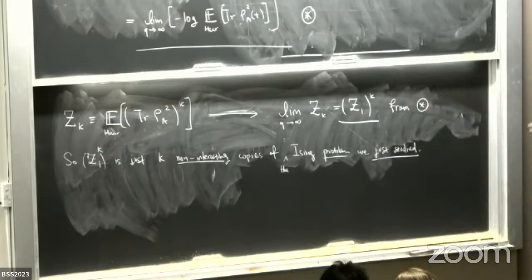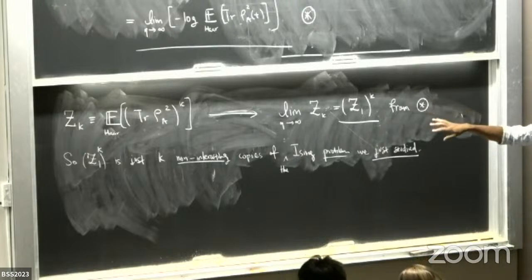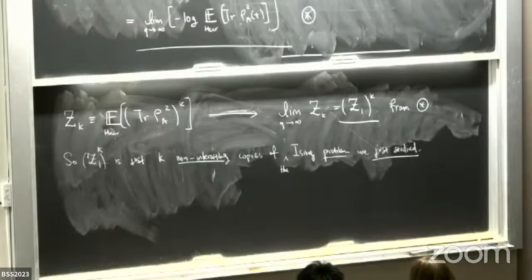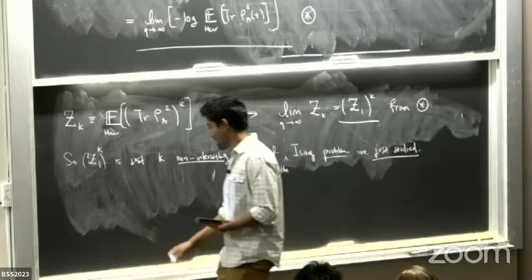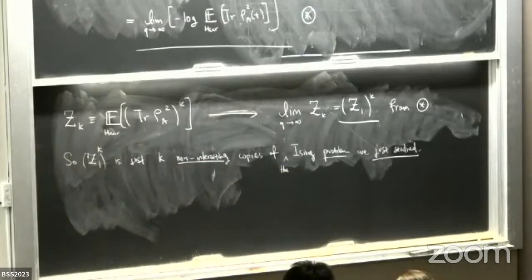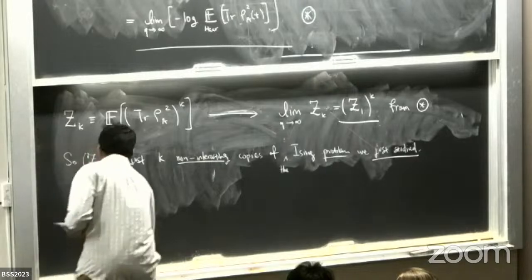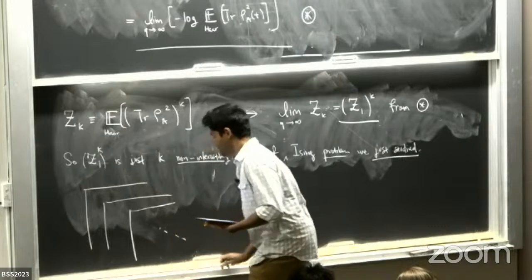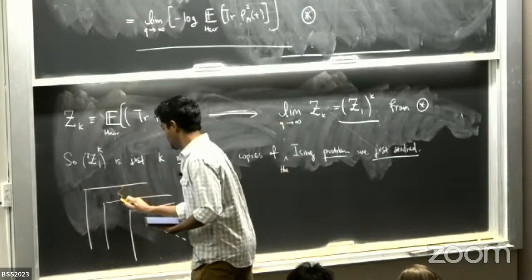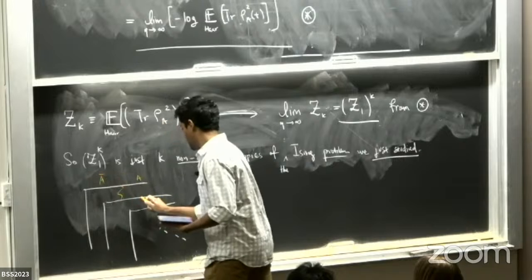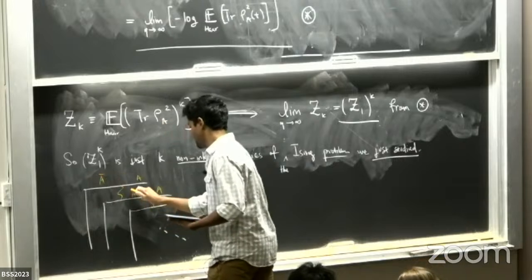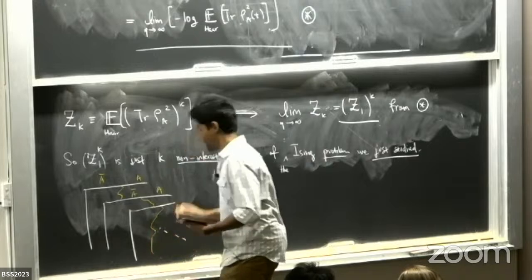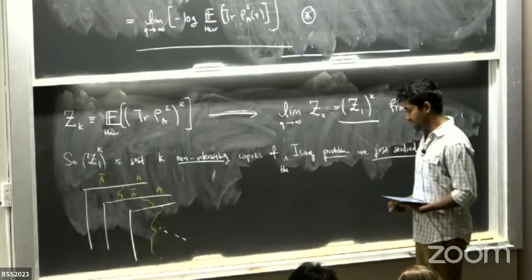And somehow when you turn on 1 over Q, something funny happens. Something interesting happens. The most natural thing you might argue is that I have these K copies, and in each one of them I have one of these Ising domain walls, because we're calculating the purity. So I have K copies, and in each one of them I have this Ising domain wall. This is A bar, and it's doing its own thing in each of the copies. This is in the Q going to infinity limit.